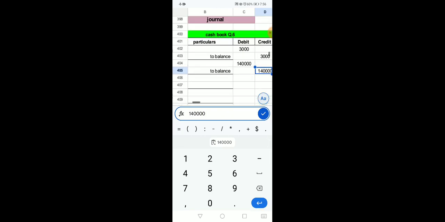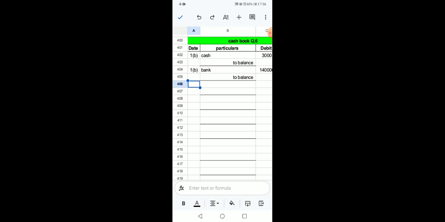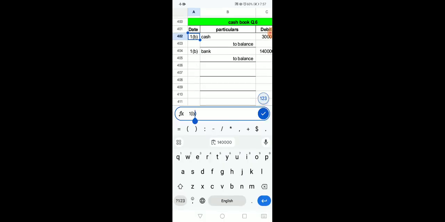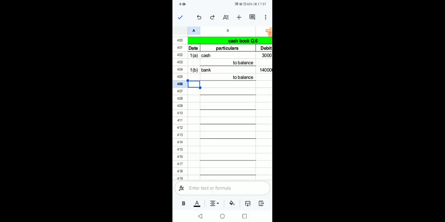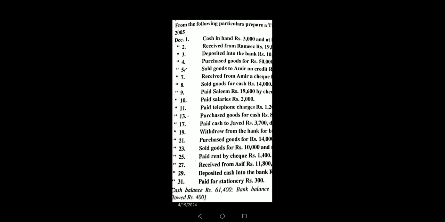All right, so this way entry number 1B has been completed. There was only one date for both entries, so what we have done is write 1A and 1B, and we will consider it that way. As you have seen, there were two amounts in the first entry, so we have done two different entries. Now we will proceed to the second entry.